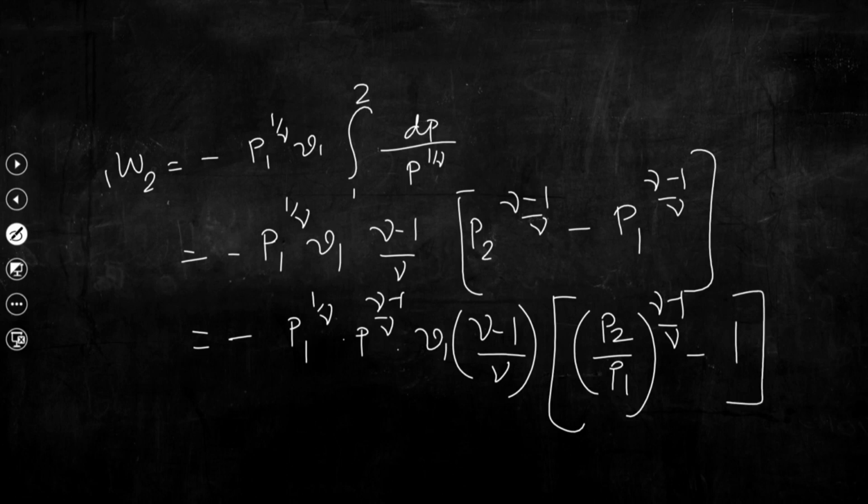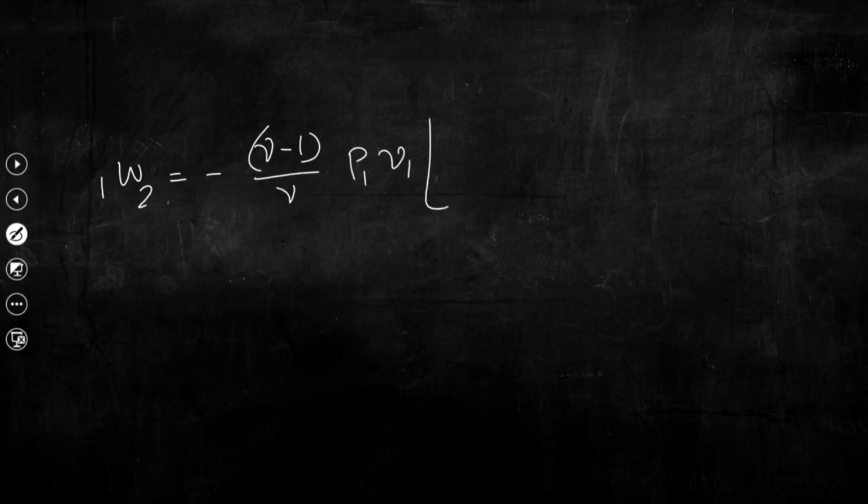So, we can write one step further. This is P1, so it is P1 into V1. If we go to the next slide, so W12, that is minus gamma minus 1 upon gamma P1 V1 into P2 by P1 into gamma minus 1 upon gamma minus 1.